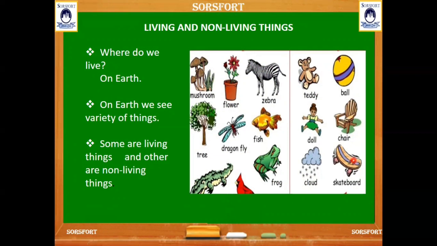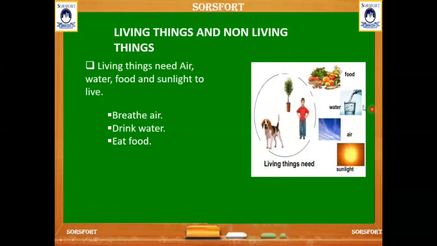They are non-living things. Living things grow, move, breathe, and reproduce. But the non-living things do not grow, move, or give birth to young ones. Let's see one by one regarding living things and non-living things. Living things need air, water, food, and sunlight to live.